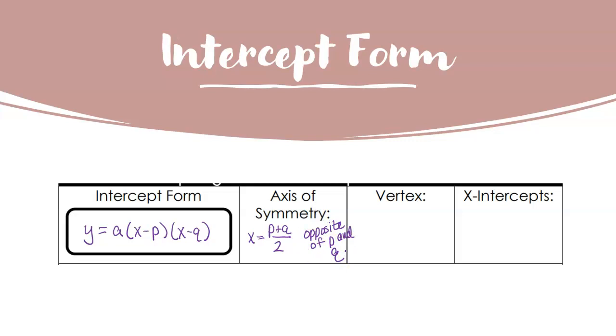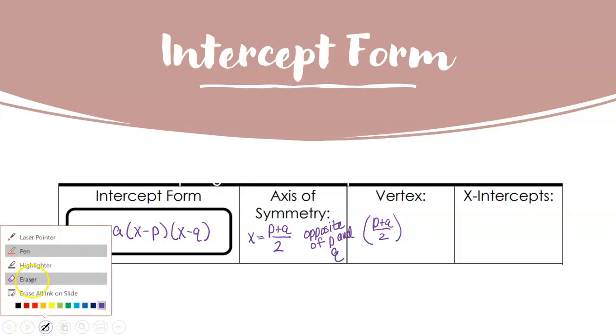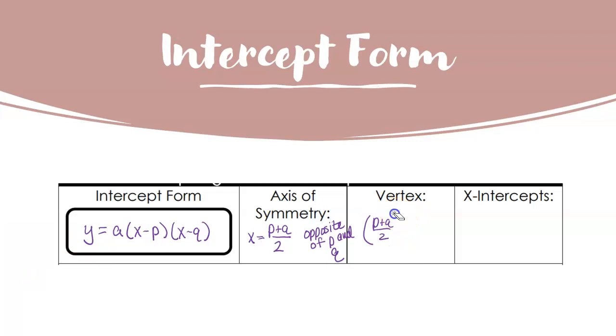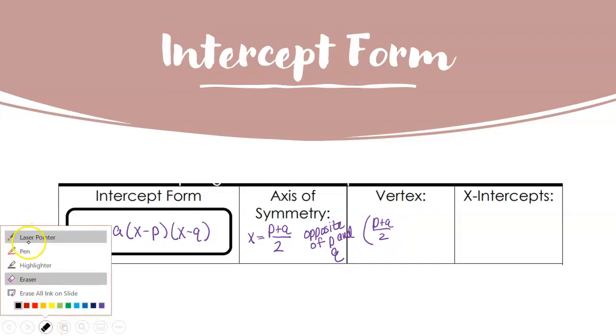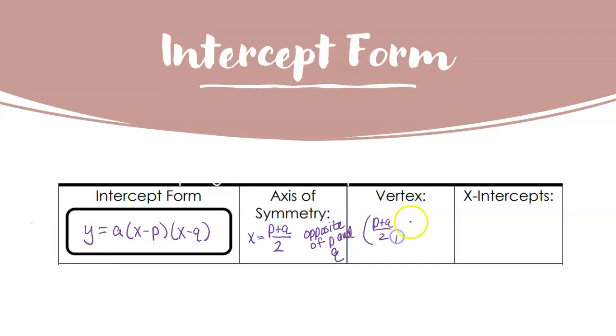To get the vertex, we're going to use what we had for the axis of symmetry, just like standard form, for the x. So p plus q divided by 2. Then we're going to plug our result into the equation to get your y. So plug the axis of symmetry in for x, just like we did in standard form.